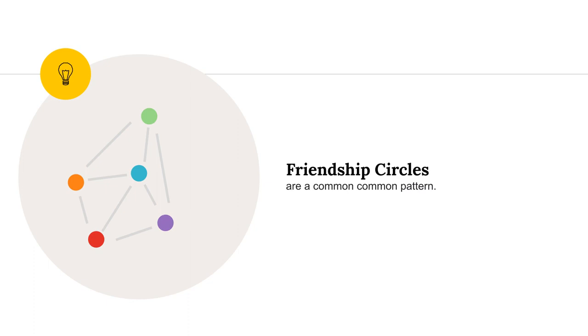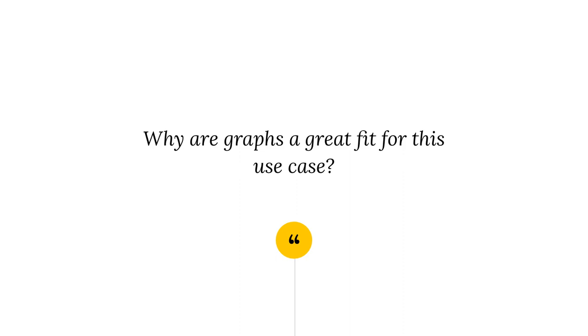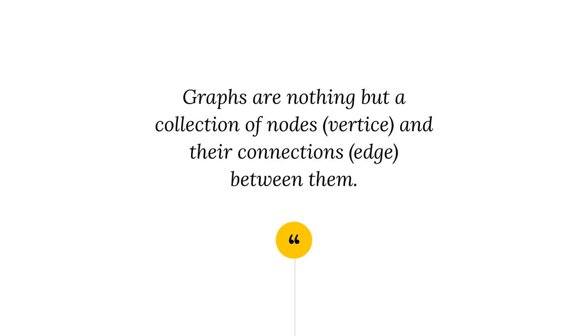Now, after having thought of the basic interaction of users in social networks, we can start building a data structure that allows us to easily implement these requirements. Why are graphs a great fit for this use case? Simply put, graphs are nothing but a collection of nodes and the connections between them. In books, you often find them called vertices and edges. Let's dive right into building a graph and see if it's actually as good.